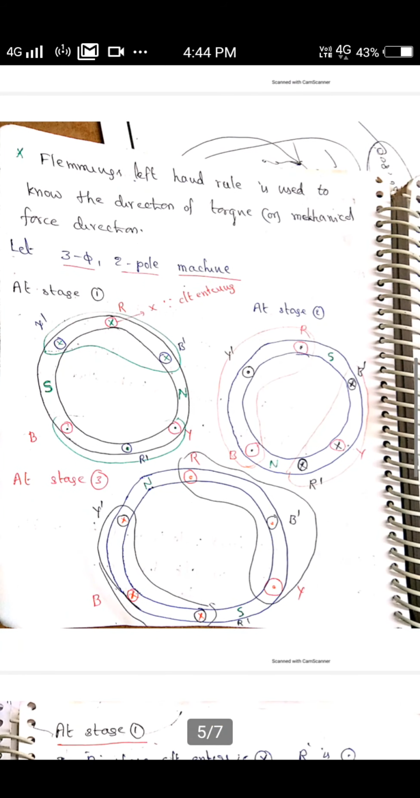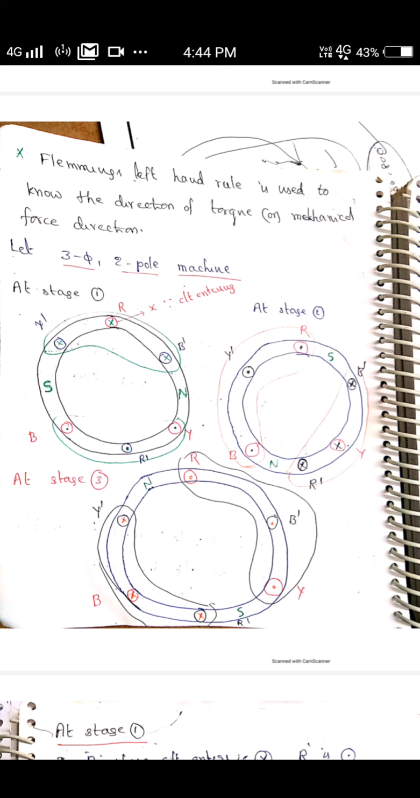Now I am assuming here a three phase two pole machine, an induction motor. Here we are going to study only the magnetic field concept. That's why I took only the stator part. Stator part means an iron piece wound with wire. So to the stator we will give a three phase AC supply. Three phase means we provided three windings: R phase, Y phase, B phase, with R and R dash, Y and Y dash, B and B dash.